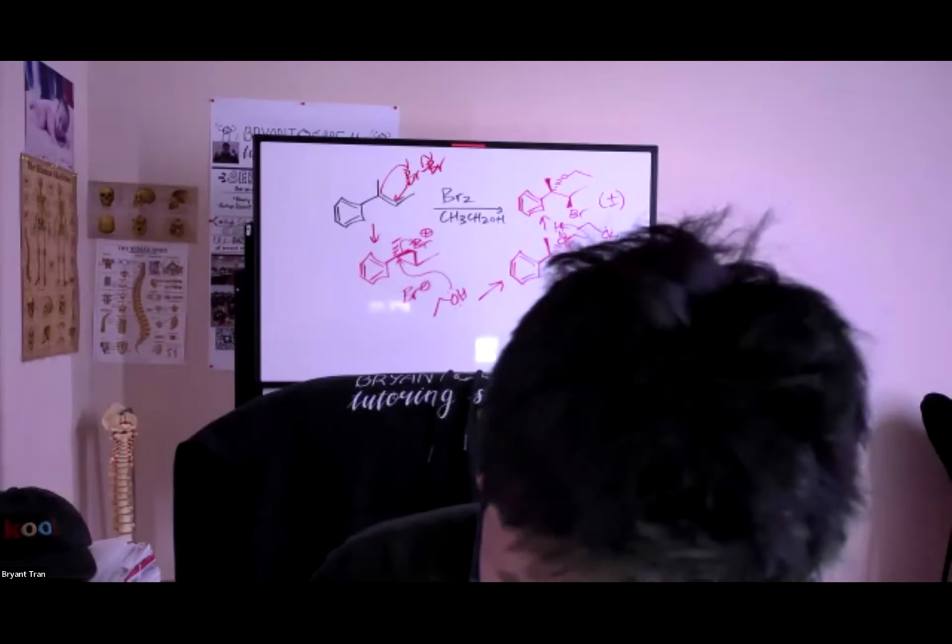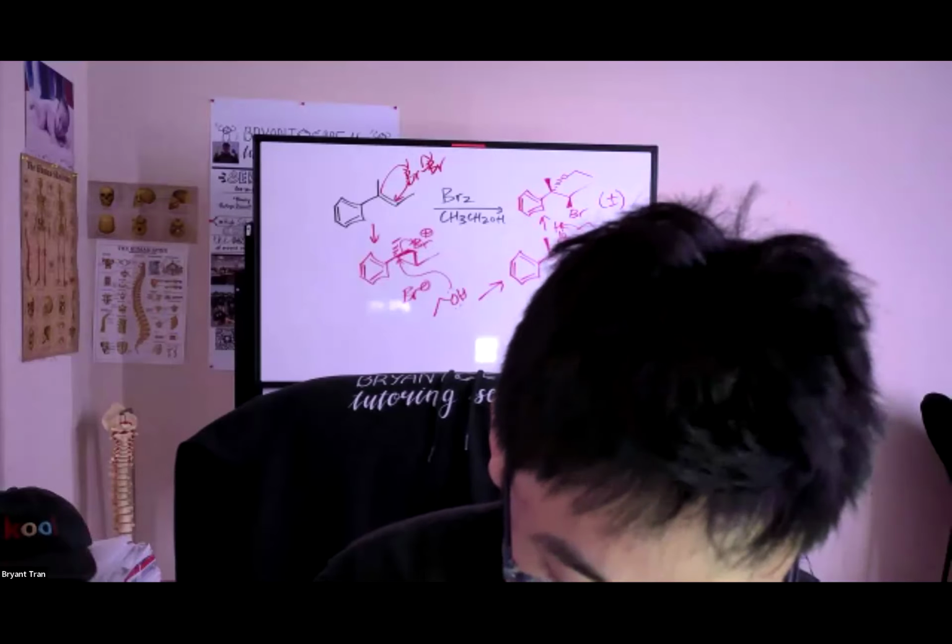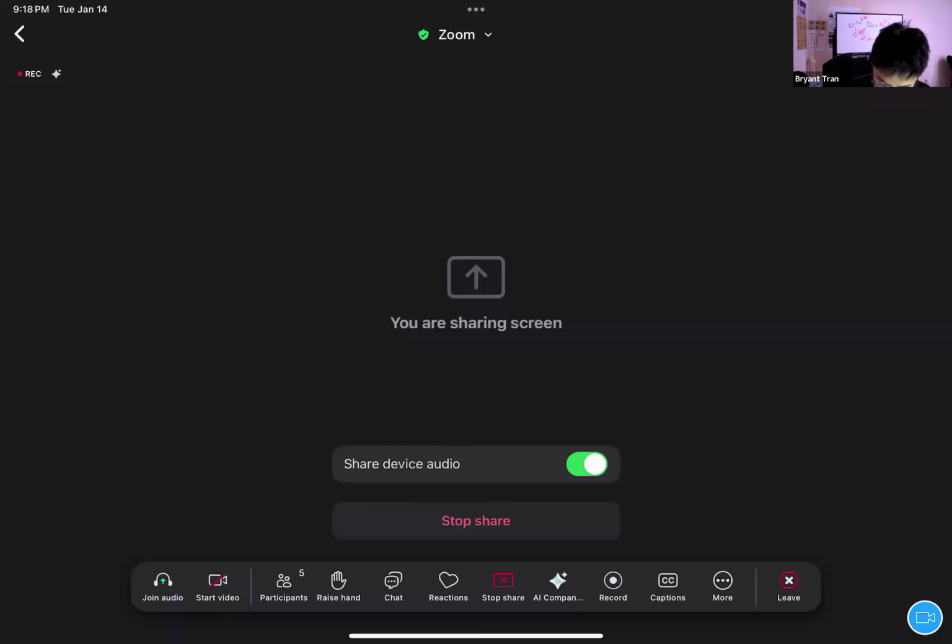Wait, can you guys still see my screen? I don't see my iPad screen on my computer for some reason. It's not there anymore. Oh, it's not there anymore? It was there for a second. I thought there was something wrong with my computer. There we go.